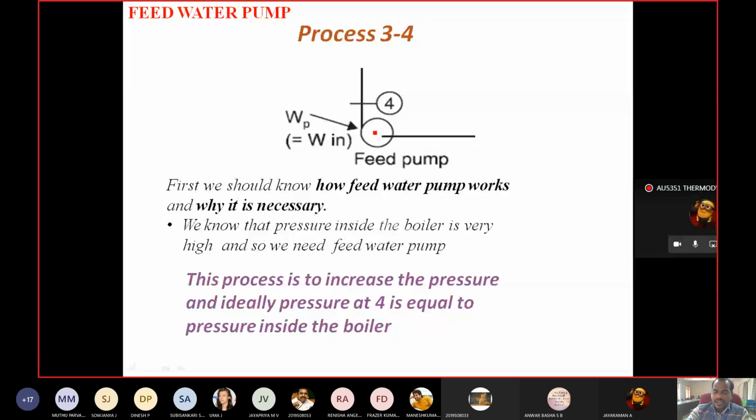So this process is to increase the pressure, and the pressure at 4 is equal to the pressure inside the boiler. We need this pump because the pressure inside the boiler is higher, so we can't enter the saturated liquid into the boiler just like that.